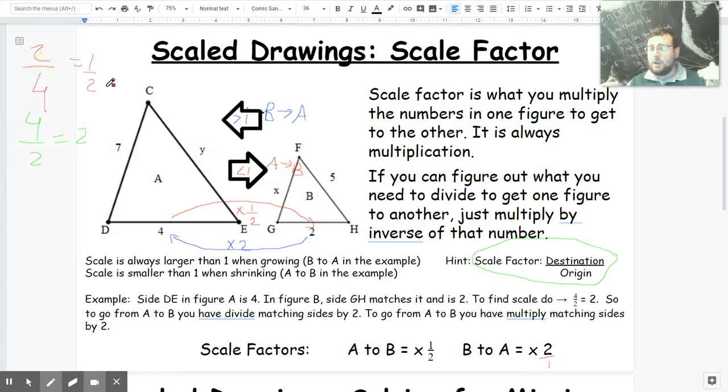Just make sure that you call the destination the direction that you're going in the problem, right? And you will notice that if you try to find the opposite destination or the opposite direction, you have the inverse scale factor. And that's all there is to it. In the next video, I'm going to tell you how to use that scale factor to find out mystery numbers like the X and the Y in this diagram.